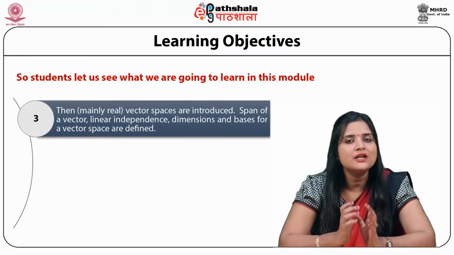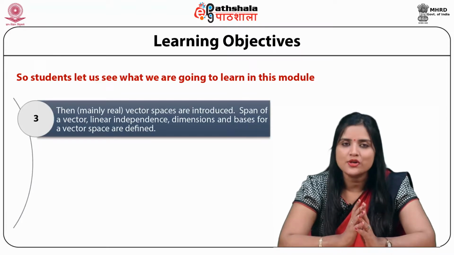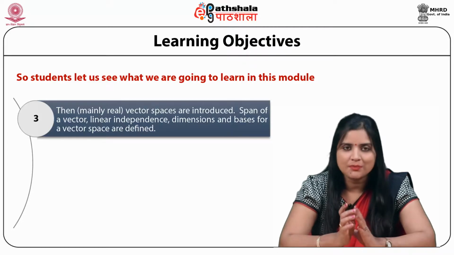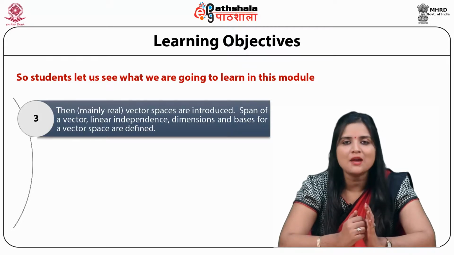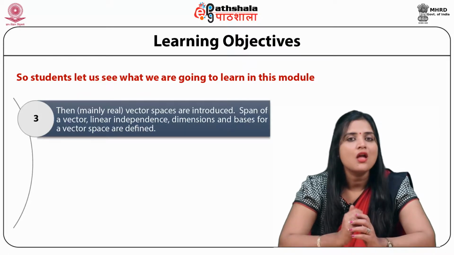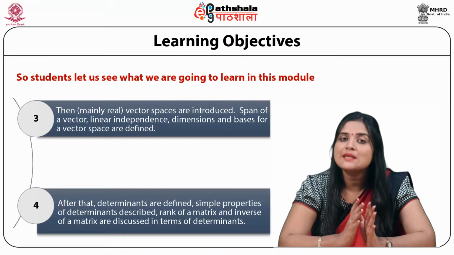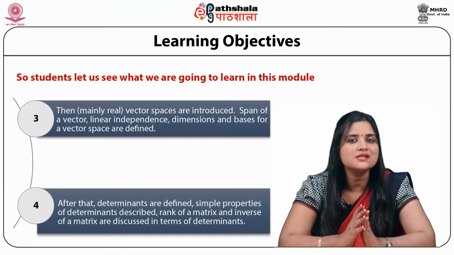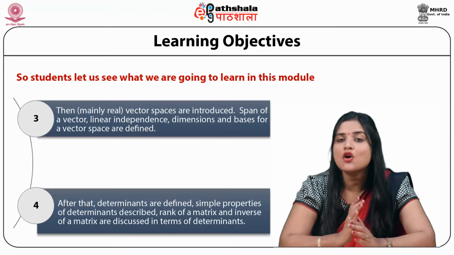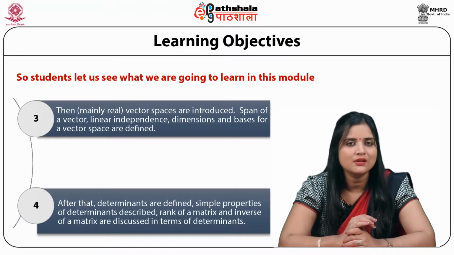Then, mainly real vector spaces are introduced. Span of a vector, linear independence, dimensions and bases for a vector space are defined. After that, determinants are defined. Simple properties of determinants are described, and rank of a matrix and inverse of a matrix are discussed in terms of determinants.